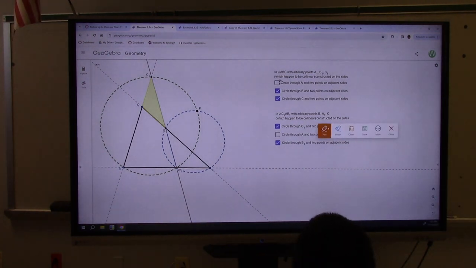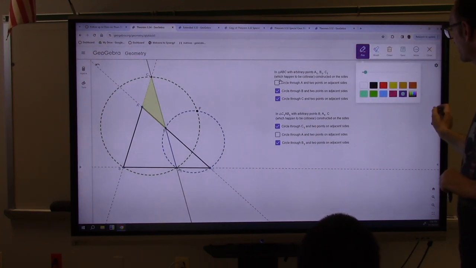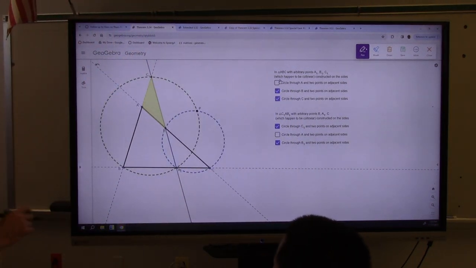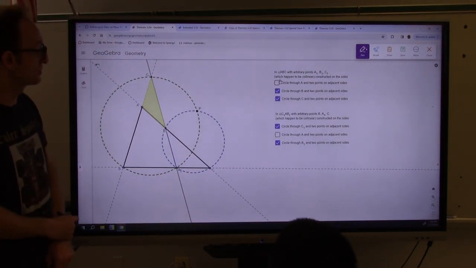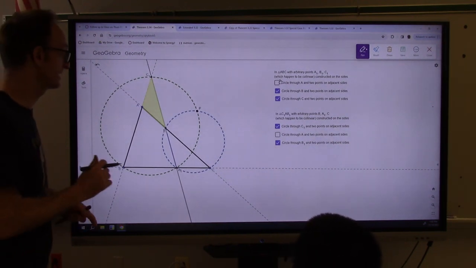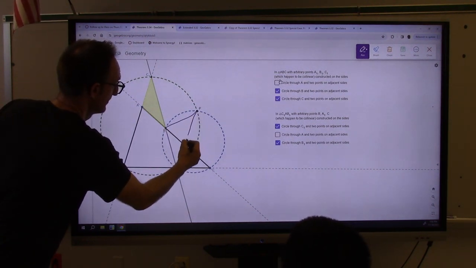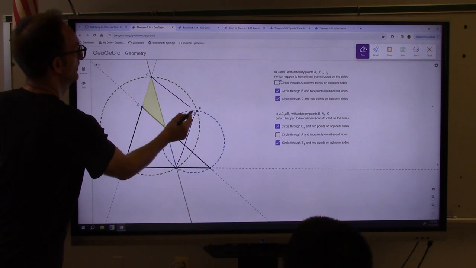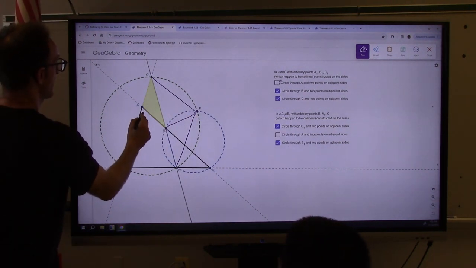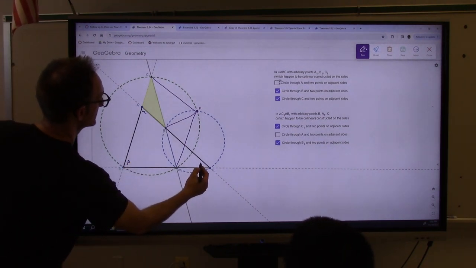How are we going to do it? I guess we begin by drawing lines from P to each of the three points. So I'm going to draw PB1, PA1, and PC1. Also, I'll call this alpha, and call this beta, and I'll call this gamma.